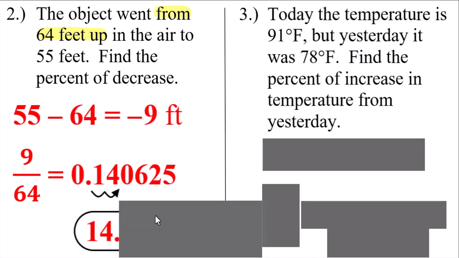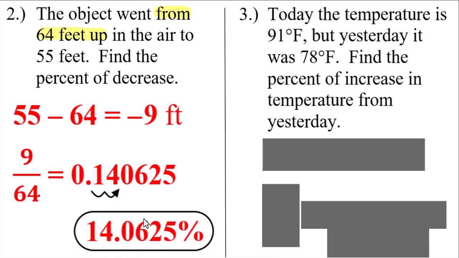Now, if we were rounding to the nearest tenth, we would know it's a zero next, but the one after that is a 6, which is 5 or more. So this would go to 0.1 if we were rounding to the nearest tenth, but we're not. So 14.0625%.